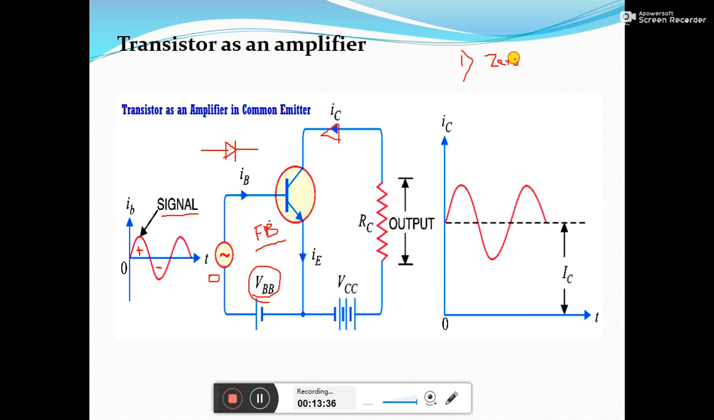This means we don't apply any AC signal here. There is a zero AC signal, and at that time also you will get an output current IC, and this is referred to as the zero signal current.